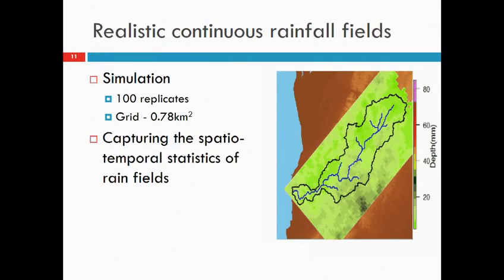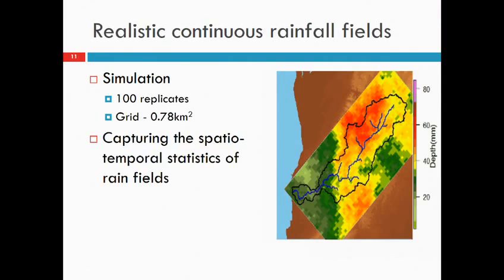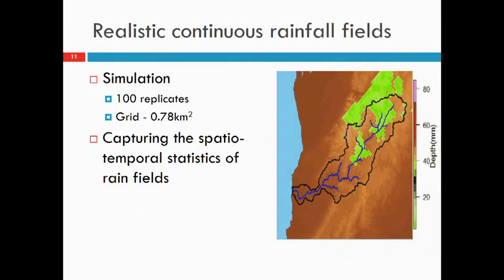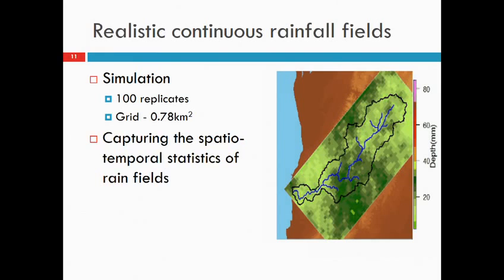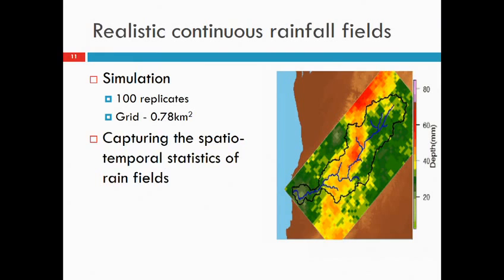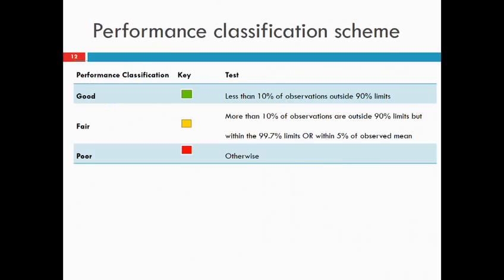So in terms of what's simulated today, it's 100 realizations on a grid of just under a kilometre squared. In that simulation, you can see it's made up of a bit over 2,000 grids, and we're doing a pretty good job of capturing the spatiotemporal statistics of our rain field evolving in time.